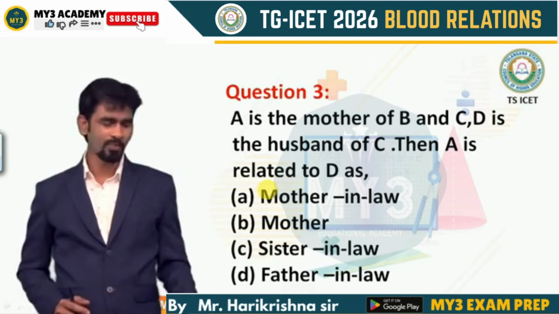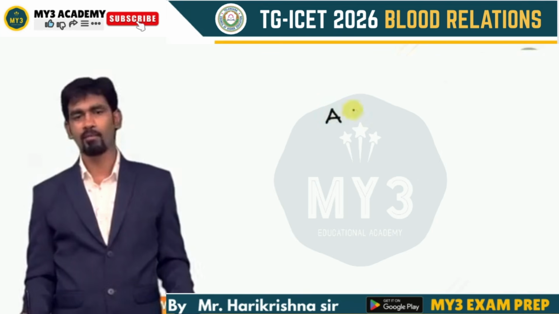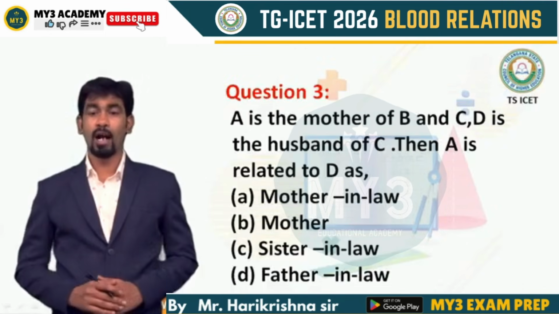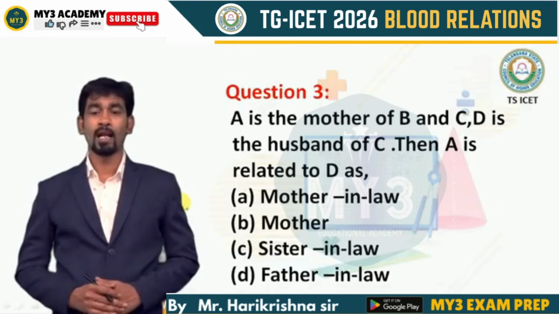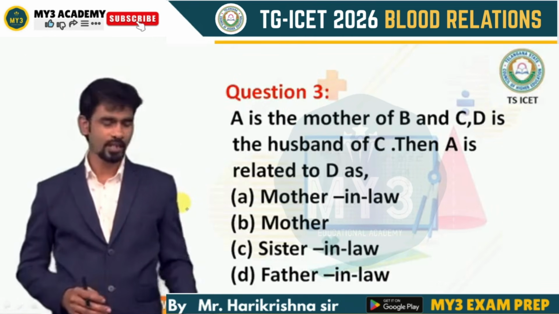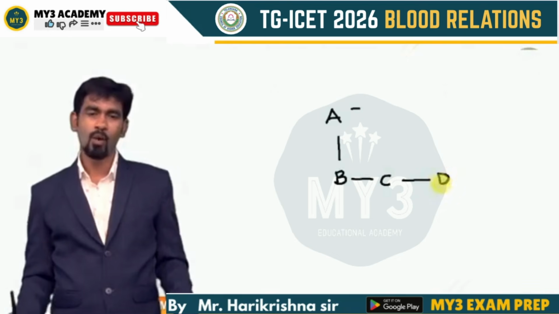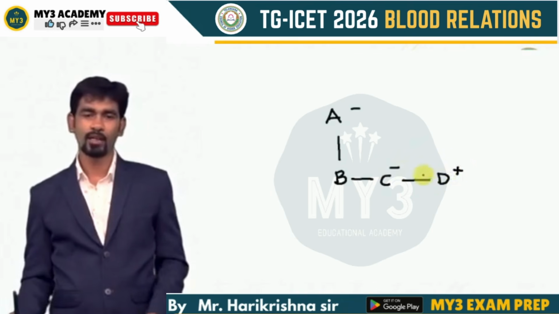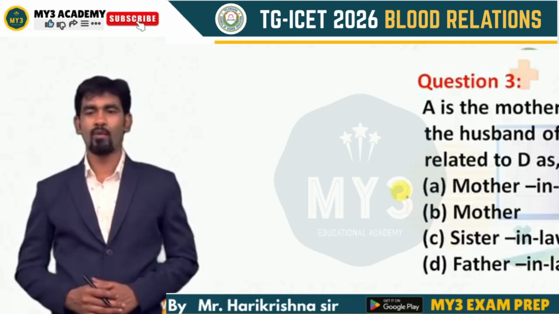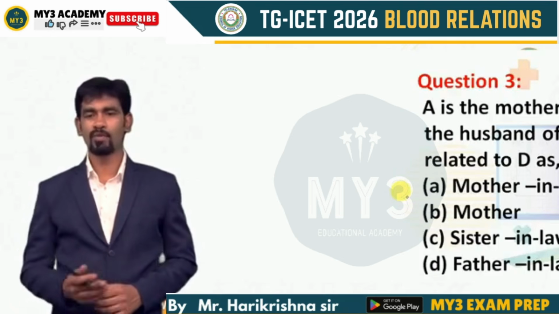A is the mother of B, so I am taking the mother like this. A is the mother of B and C, so two kids are given. D is the husband of C. Because D is a husband, what I can understand is C must be a female candidate. So C and D are a married couple. C is the wife of D, and D is the husband of C.